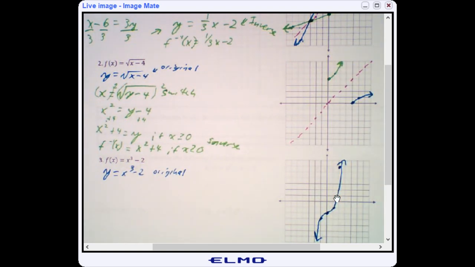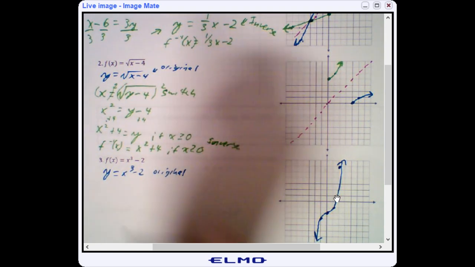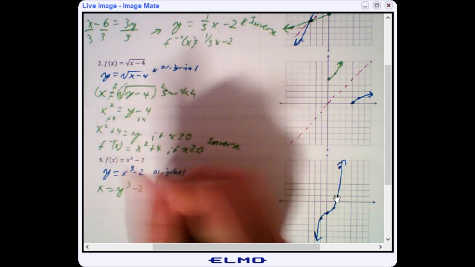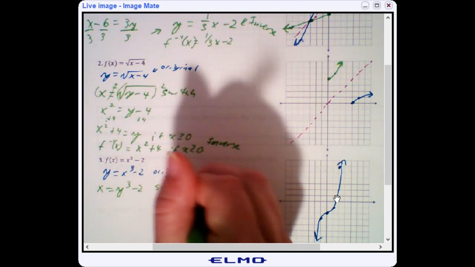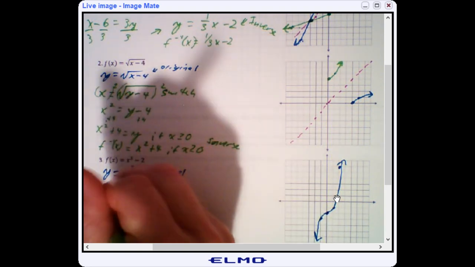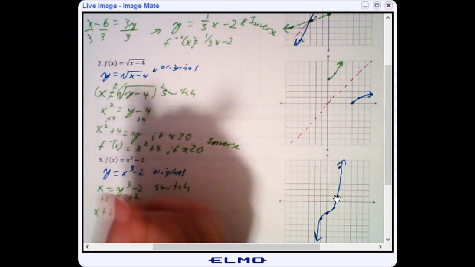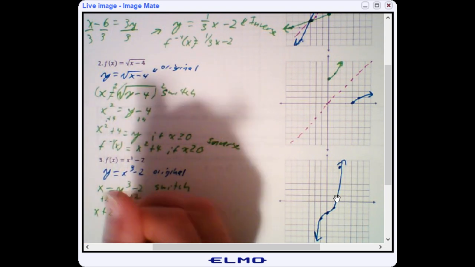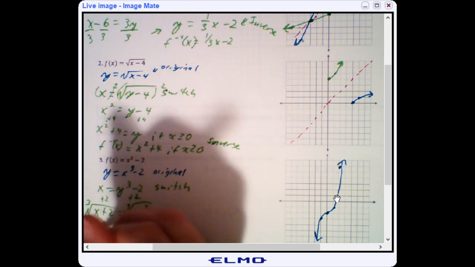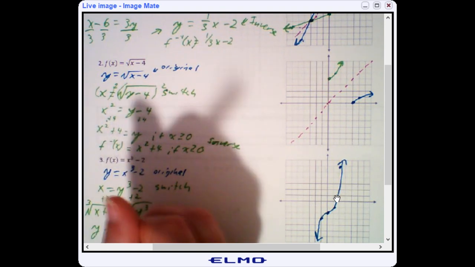I'm going to switch x and y. I'm going to get x equals y cubed minus 2. That's my switch. And I'm going to solve for y. So I'm going to add 2. x plus 2 equals y cubed, and then cube root both sides. So we're going to get y equals the cube root of x plus 2.